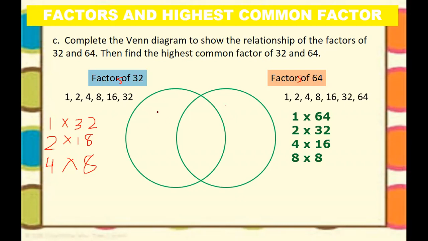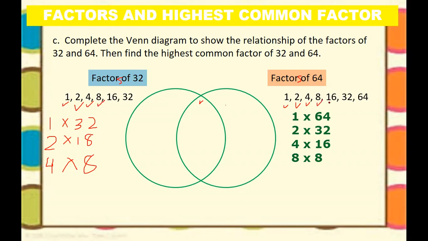So now let's write it all. Remember, in the middle, the overlap over here, is called the common factors. What do they have in common? This is where you are going to write the common factors of 32 and 64. Let's check. We have 1 here. We have 2. We have 4. We have 8.